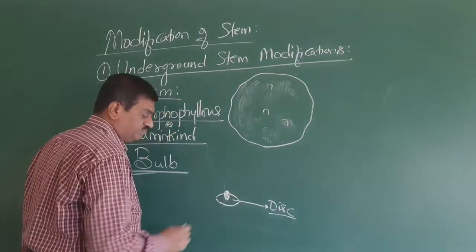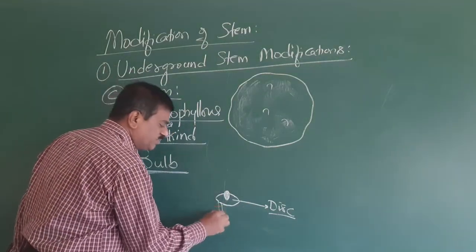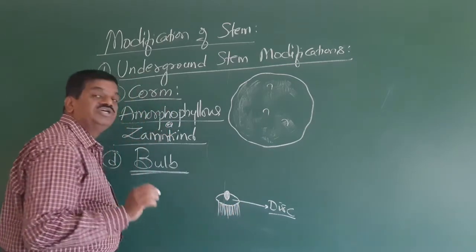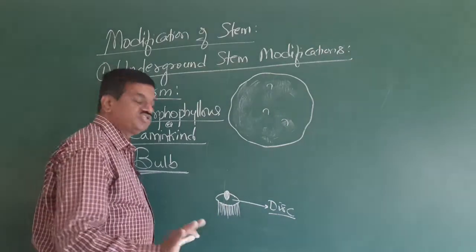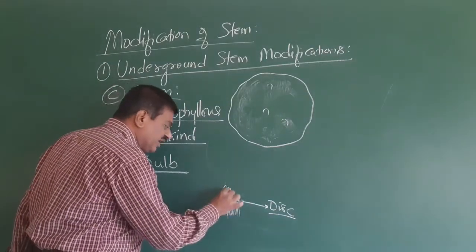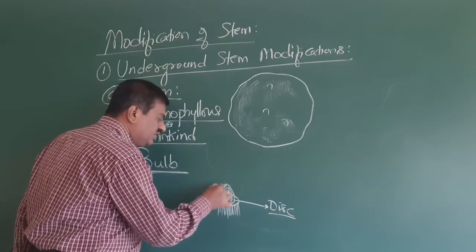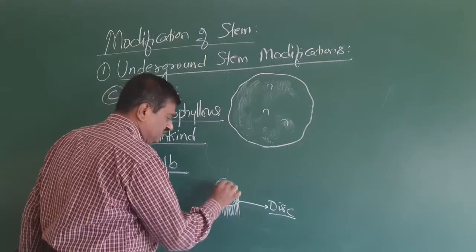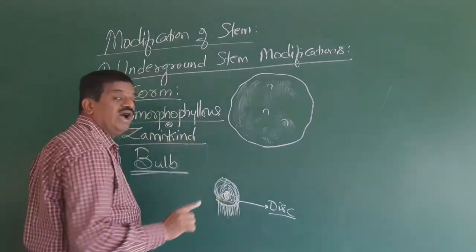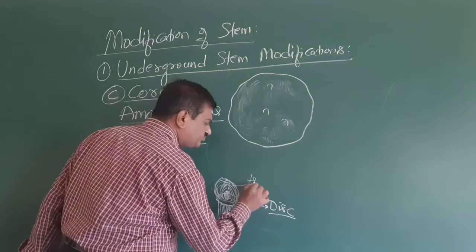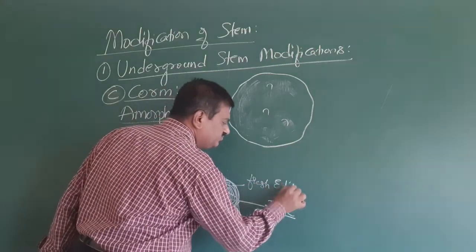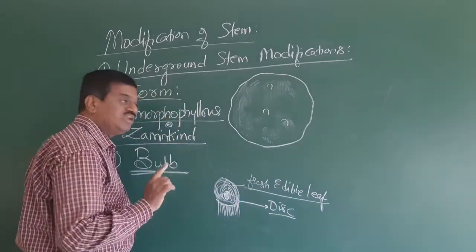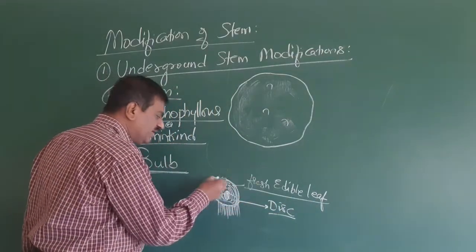This is the stem. Below this disc, there are roots, all called adventitious roots, and the stem is covered by leaves. In an onion, three types of leaves are present. One is the fresh edible leaf. Here the leaf can be eaten as it is, and it is fresh.